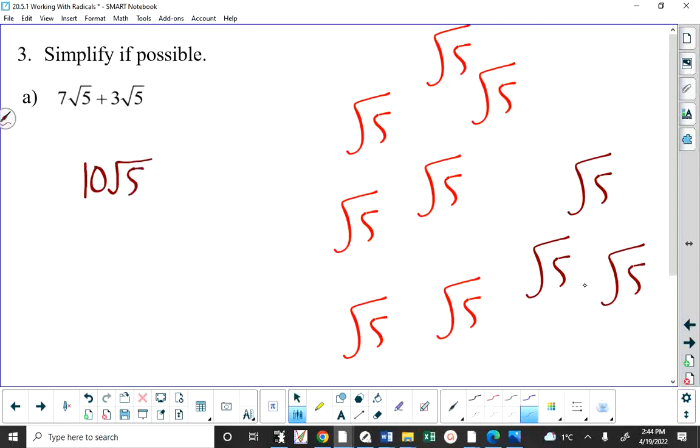The closest thing I can tell you that this is to something you already are familiar with is 7x plus 3x, which you call like terms. You can add them together.